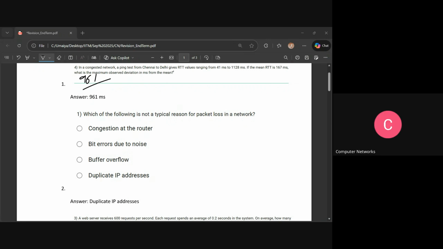If there is congestion at the router, there will be packet loss, and if there is a bit error, that is also a loss. The packet will be discarded. So the question asks which is not a reason for packet loss, which means duplicate IP addresses. So here the answer will be this one.